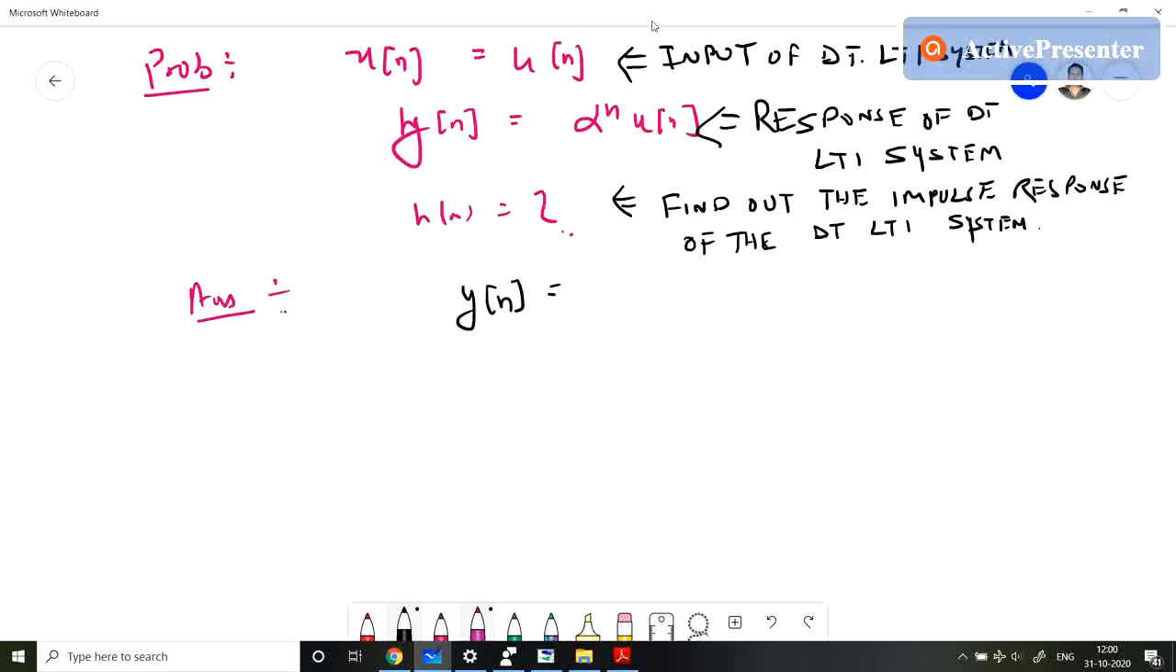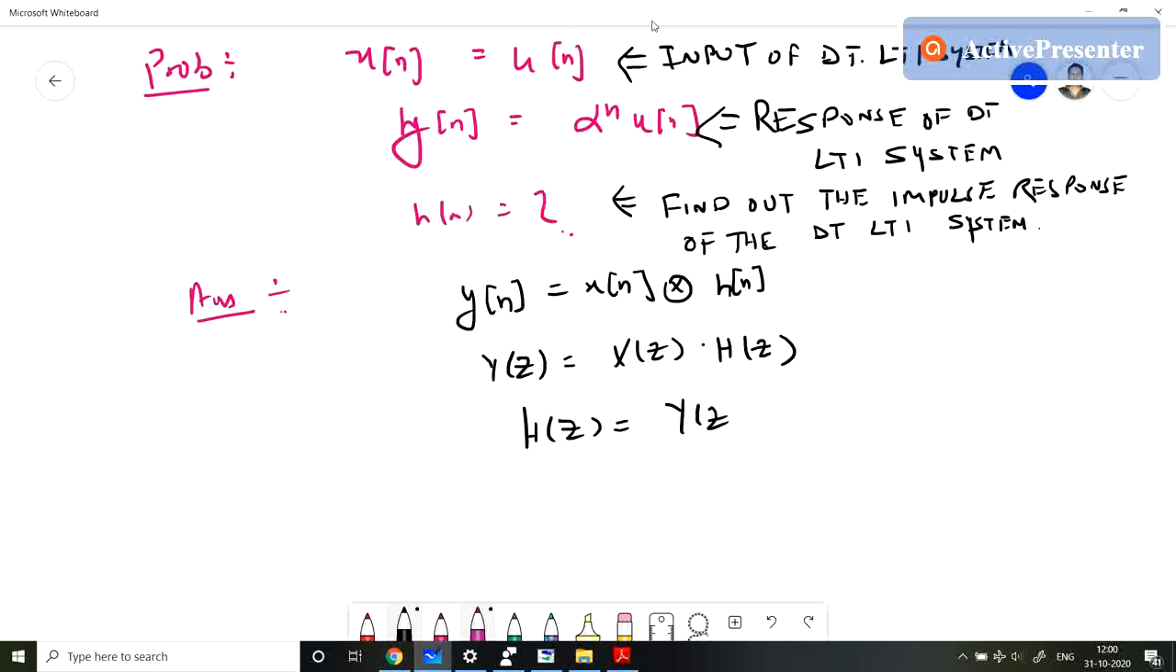So yn is equal to xn convolution with hn. Then YZ is equal to XZ multiplied by HZ, because convolution in time domain is equal to multiplication in z domain. Now what information do we have here? We have HZ is equal to YZ divided by XZ, and that is equal to the z transform of hn.